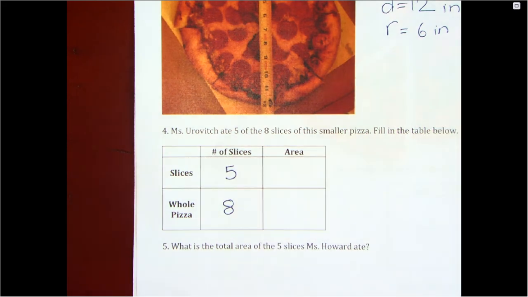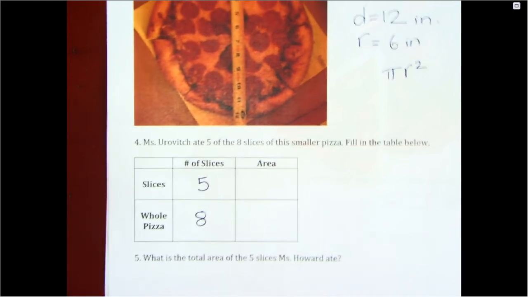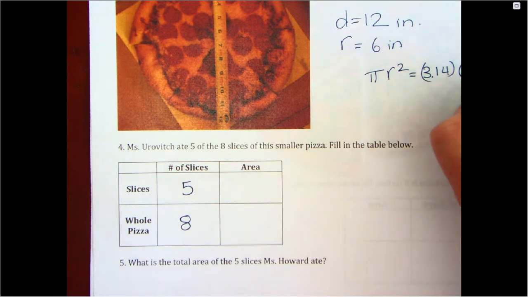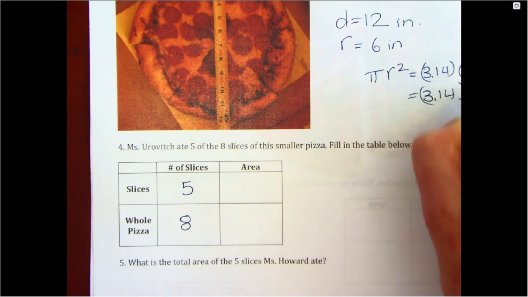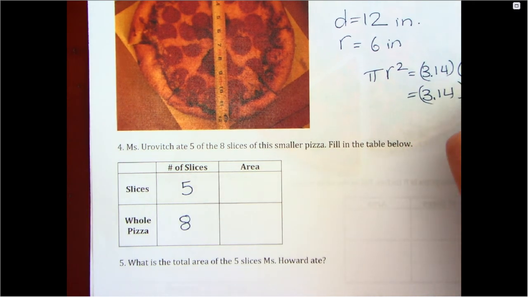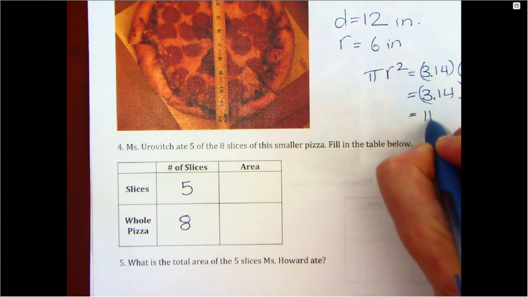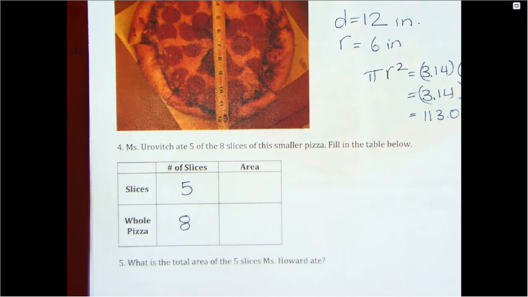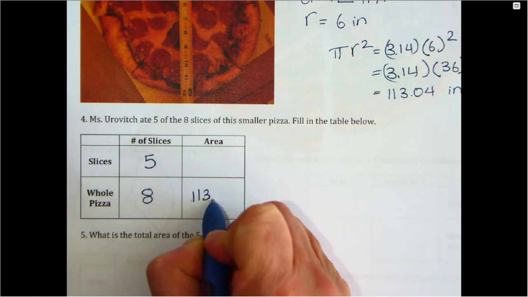What is the area of the whole pizza? For that, we have to go back to our radius, and we're going to go pi r squared is equal to 3.14 multiplied by 6 squared, which becomes 3.14 multiplied by 36. And that becomes 113.04 inches squared. So what we're going to put down is 113.04.